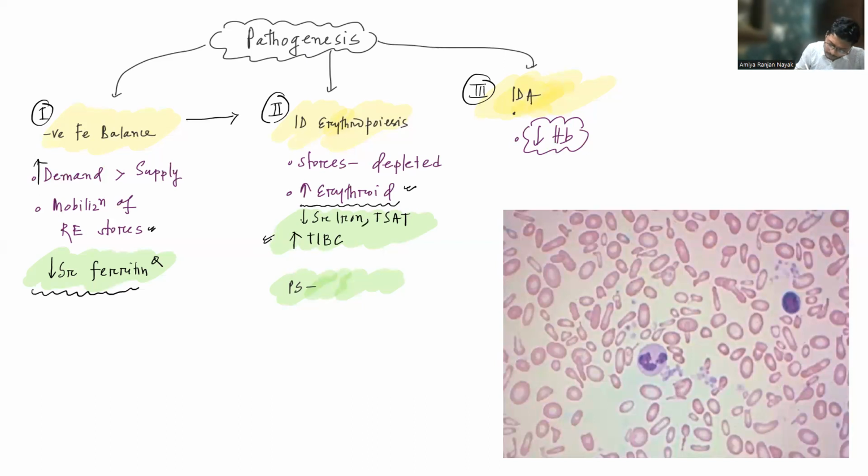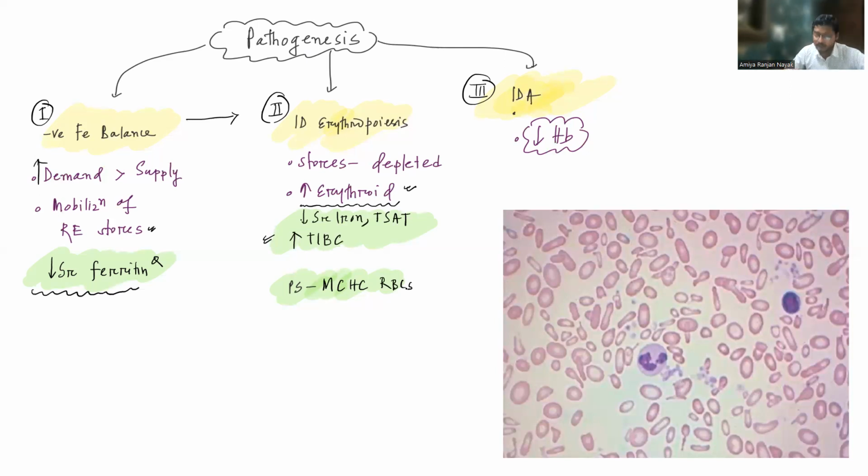And in the peripheral smear, you are going to get microcytic hypochromic RBCs. Okay, so the hemoglobin in the blood may be normal in this stage, but if you do the peripheral smear, you will get the microcytic hypochromic RBCs.